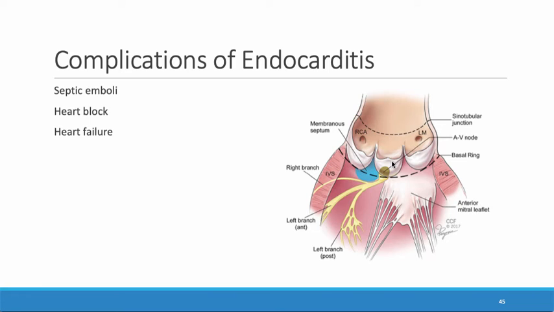Well, here's a picture that shows you the non-coronary cusp. So this is the right coronary cusp. This is the one that makes a little pocket here at the right coronary artery. This is the left coronary cusp at the left coronary artery. And this is the non-coronary cusp, but it is right beside the AV node.